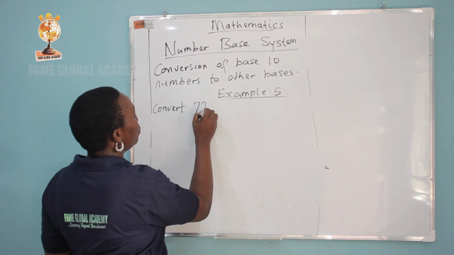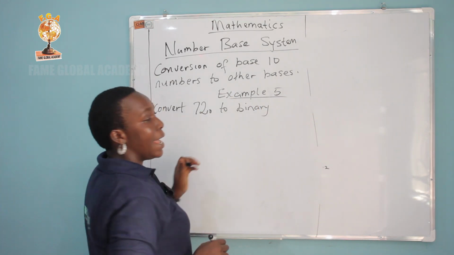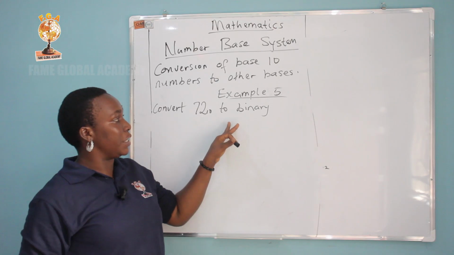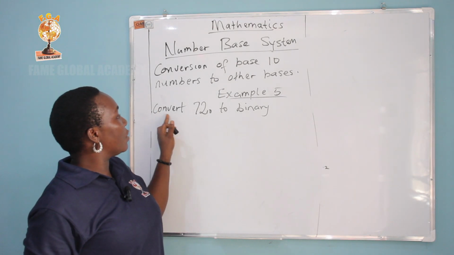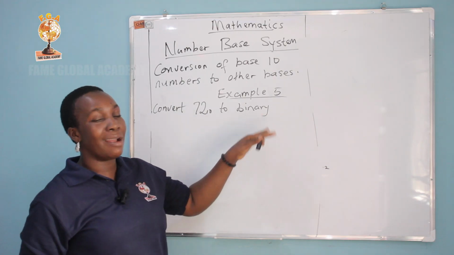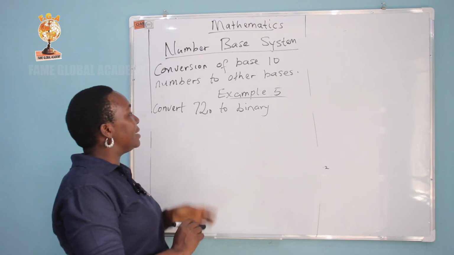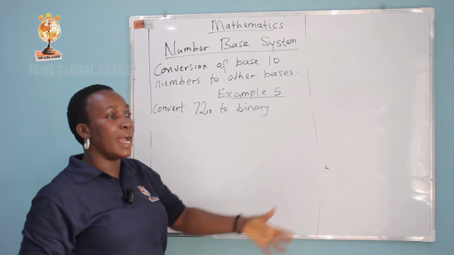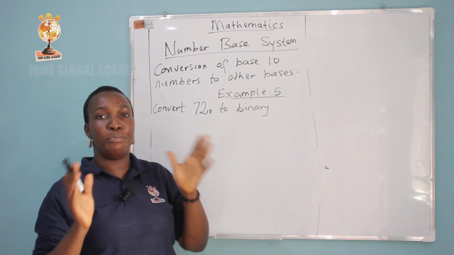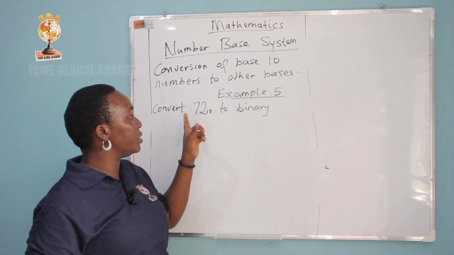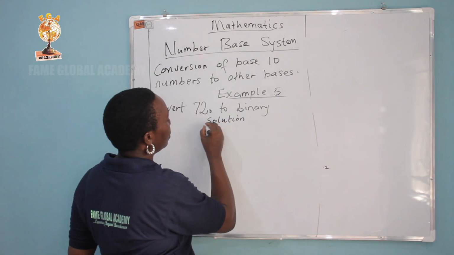Convert 72 base 10 to binary. Okay, I decided to use this different question. So when you see something like this, convert 72 base 10 to binary, it means base 2. Okay, so they can say convert 72 base 10 to binary or to base 2. Once you hear the word binary, we are talking about base 2. So we are going to use 2 to divide. Alright, so let's solve, solution.